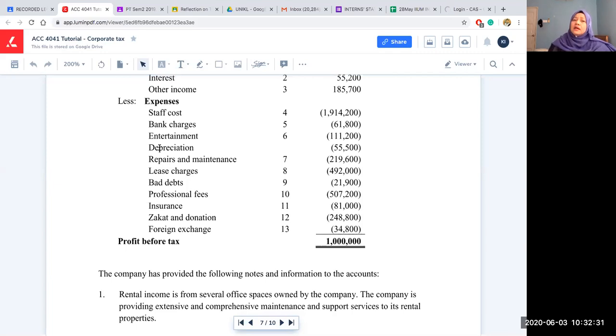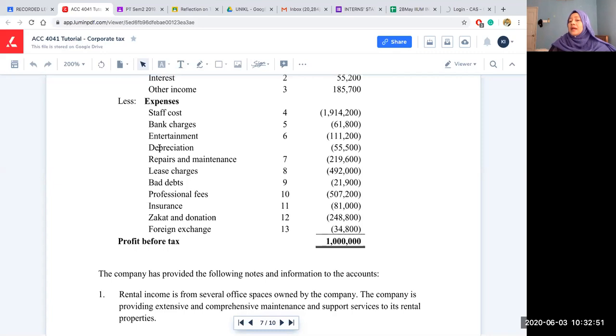Because why? If you are not sure, right, and then you don't claim, later you cannot claim anymore. But if you claim now, and the IRB says that it's not allowable, then you have to add back. So that it's okay, because you claim first, then you add back later. So it means that you have to pay additional tax liability later.